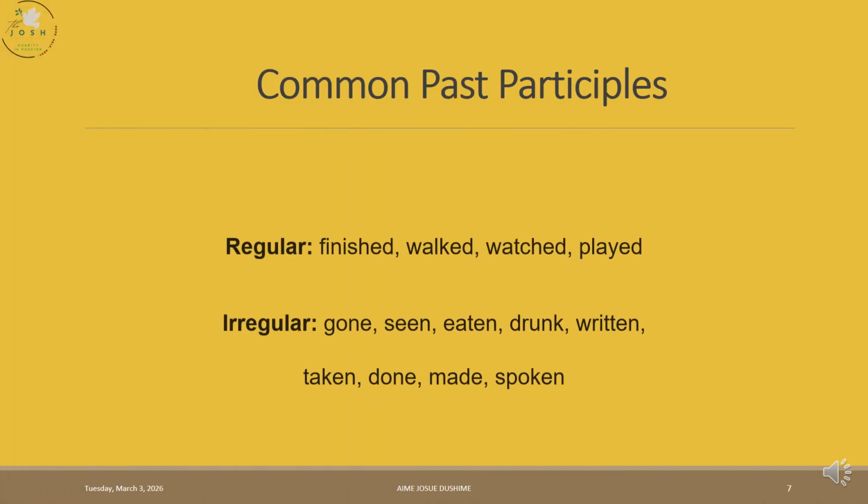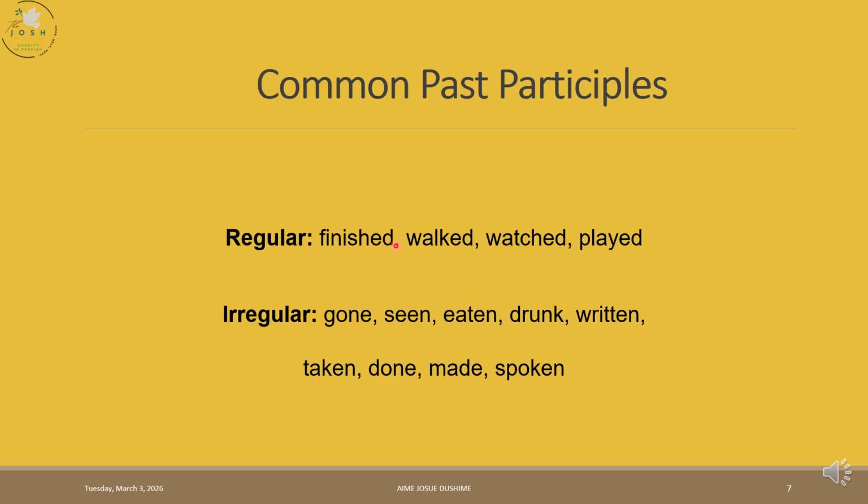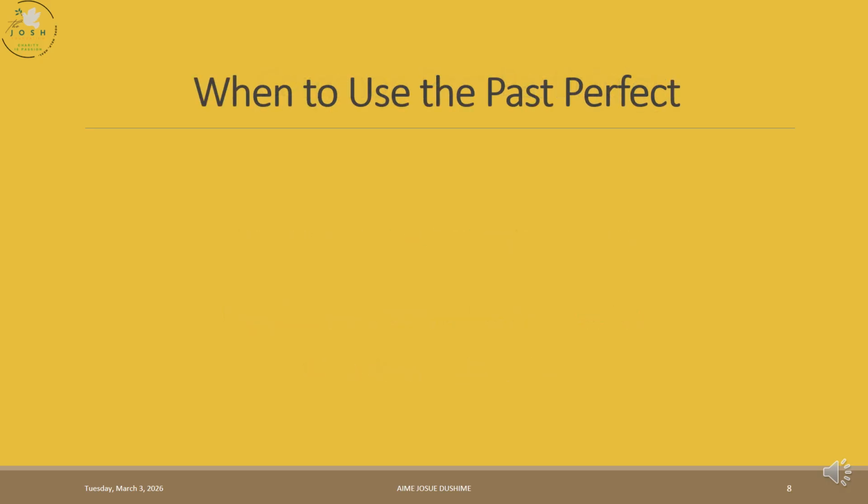The common past participle. Regular, we have finished, walked, watched, played. When we go to irregular, we have gone, seen, eaten, drunk, written, taken, done, made, spoken, like that. When do we use a present perfect? Let's see when to use the past perfect.